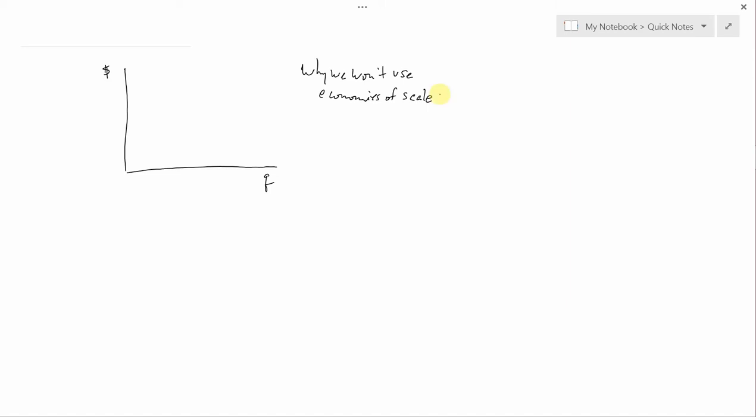So if we did, then we'll get the graph that I'm just about to draw. The total cost curve, TC is total cost. The total cost curve would look like this. In other words, of course, Q is quantity, and this is dollars.